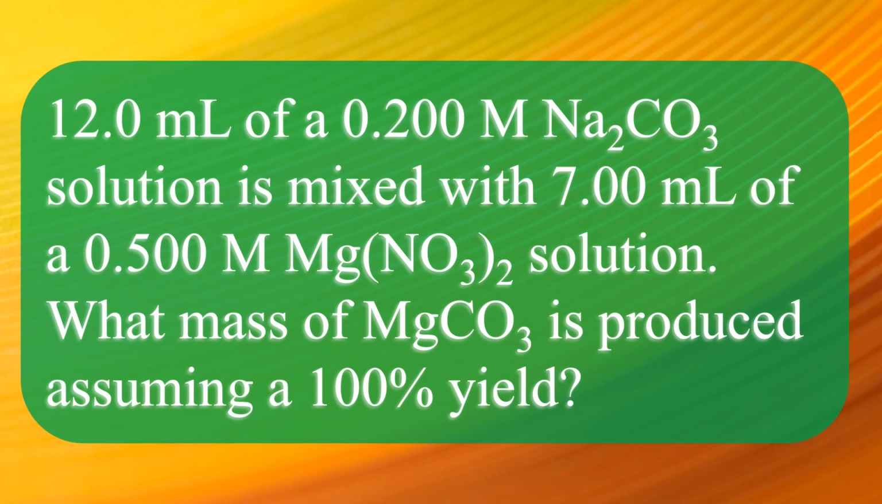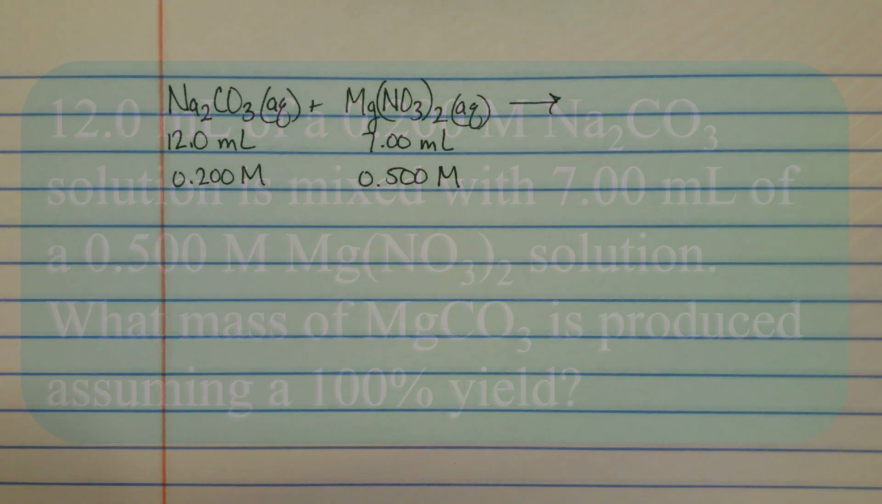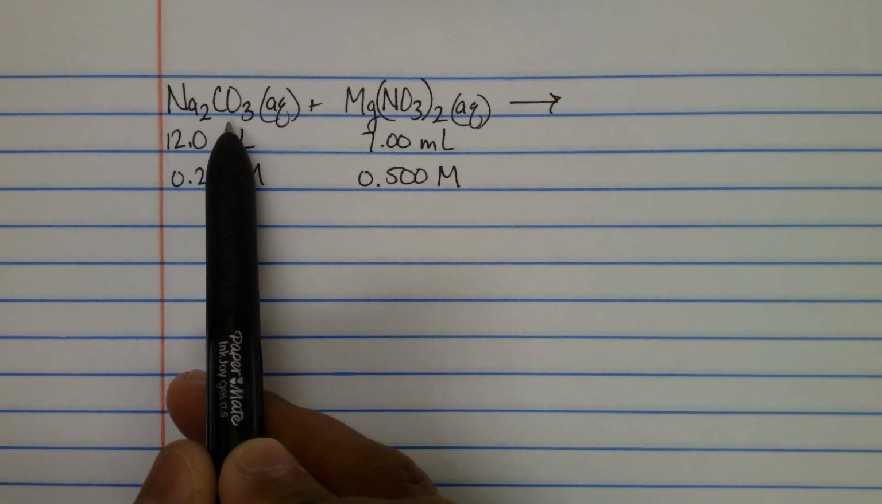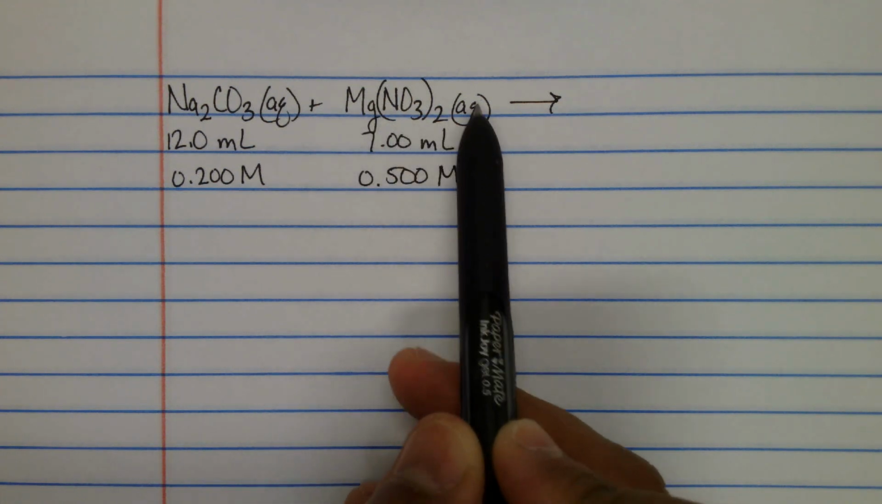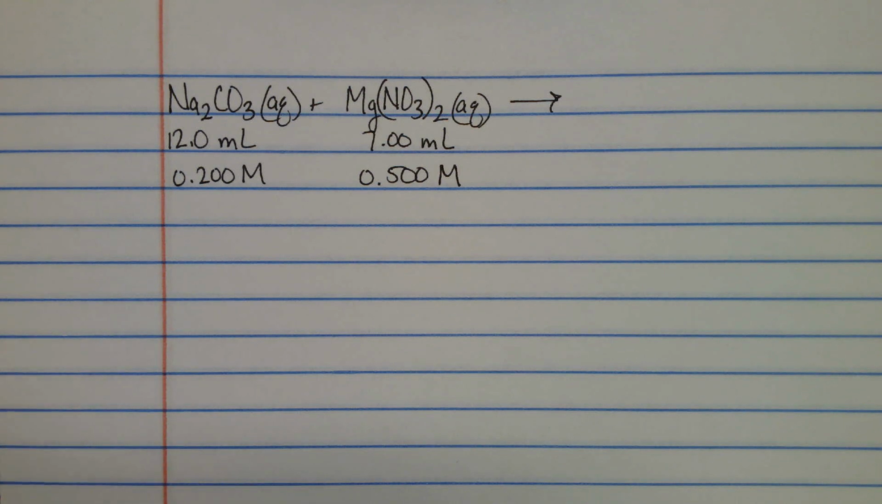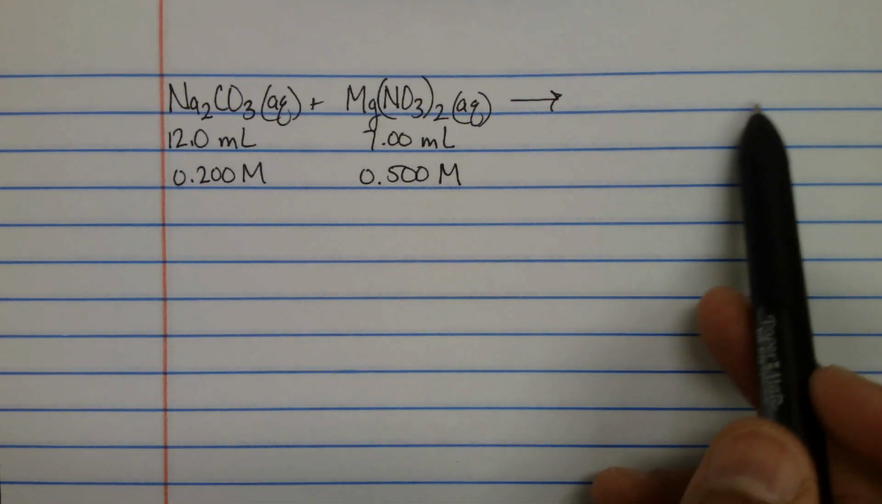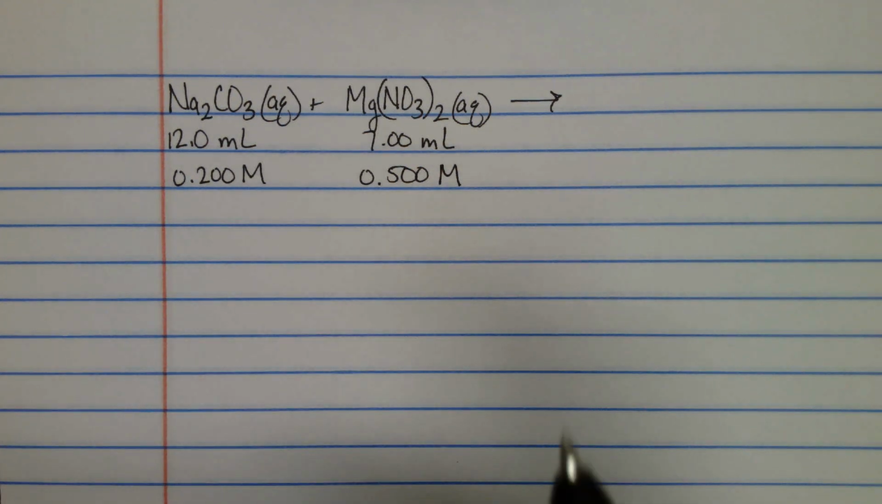12.0 milliliters of a 0.200 molar sodium carbonate solution is mixed with 7.00 milliliters of a 0.500 molar magnesium nitrate solution. What mass of magnesium carbonate is produced, assuming a 100% yield? In this problem, we have sodium carbonate, and this is aqueous, reacting with magnesium nitrate. This is also aqueous. For these ionic compounds in solution, we'll write products using this double displacement reaction.